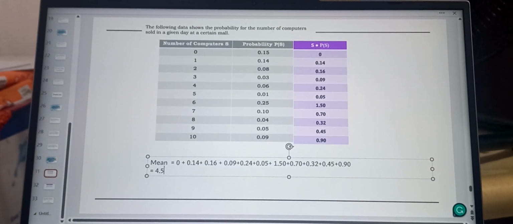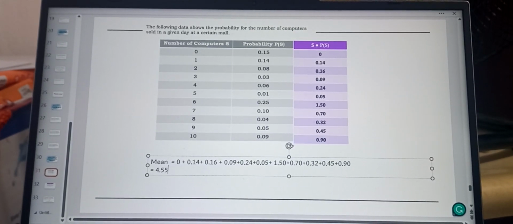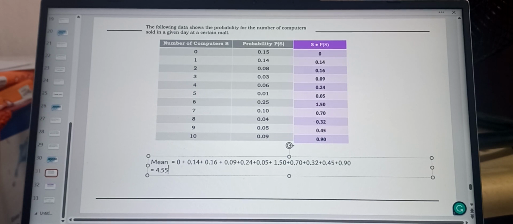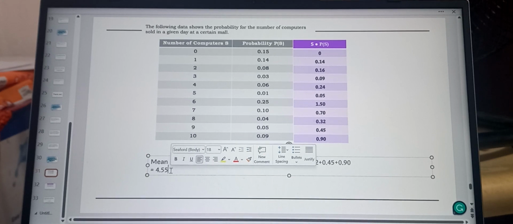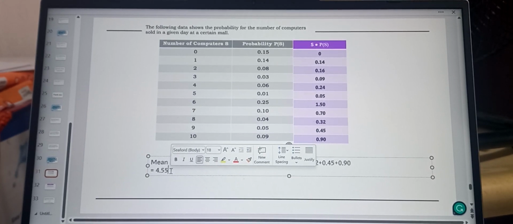That is our mean. So, we have 4.55. Ibig sabihin, ng 4.55, that is the mean ng number of computers. Therefore, the average number of computers na nabebenta in a given day at a certain mall is 4.55. So, meaning, yan yung expected number of computers na mabebenta sa isang araw. Kumbaga, nasa range lang ng 4.55. So, possible 4 or kaya minsan lagpas ng 4, 'di ba? Konting lagpas ng 4 and so on.